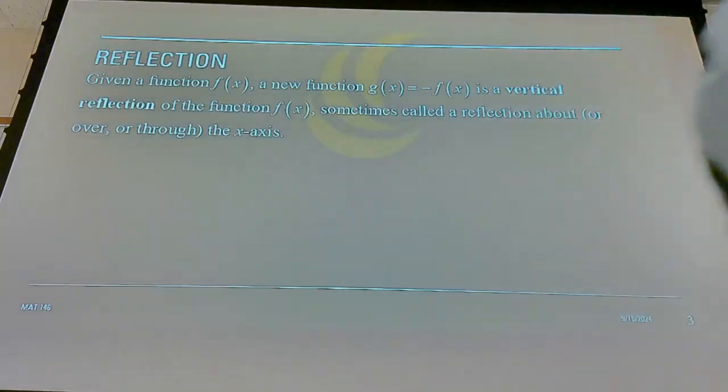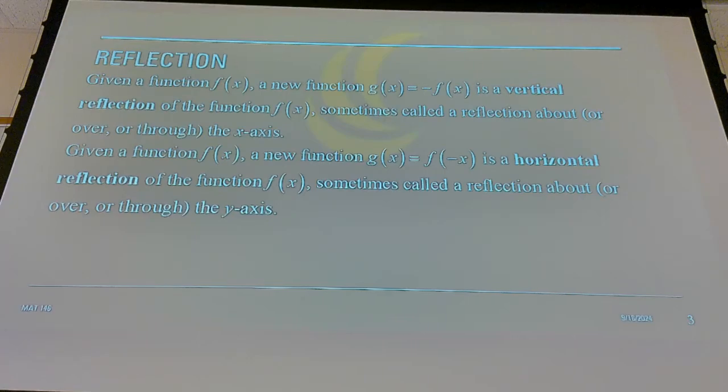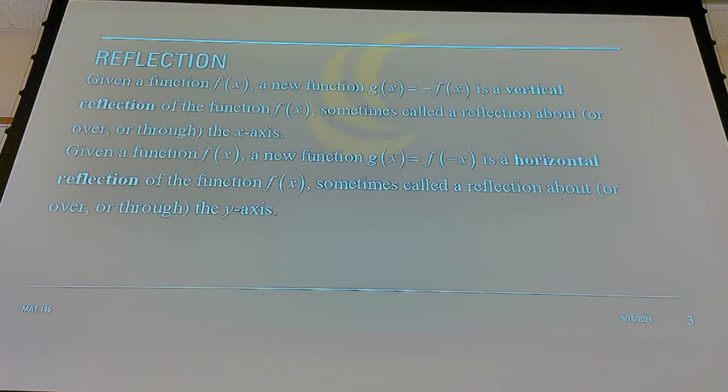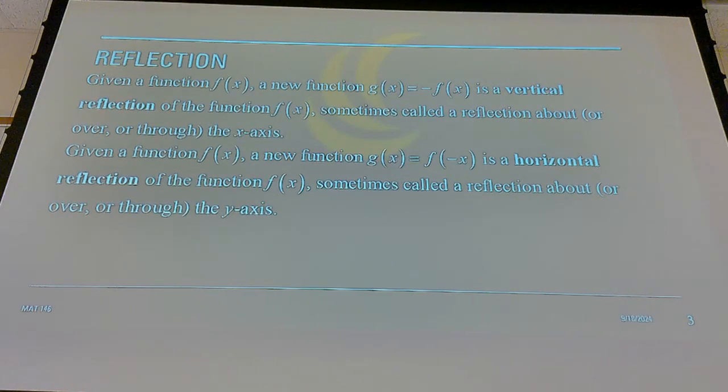The function g of x equals f of negative x is a horizontal reflection, also called a reflection about the y-axis. Again, notice what is being changed. It's the independent variable this time, the input that's being multiplied by a -1.